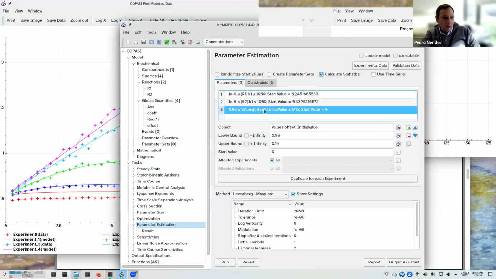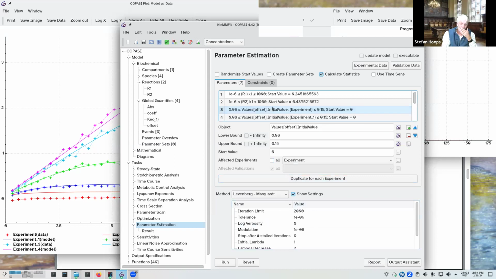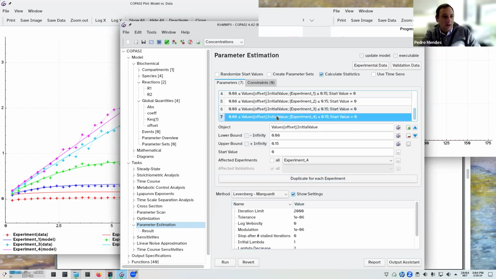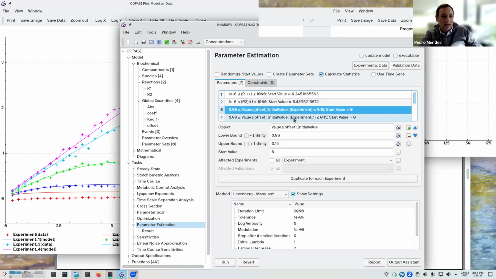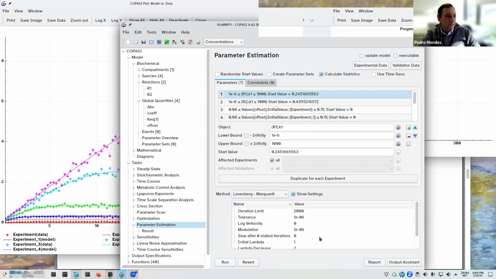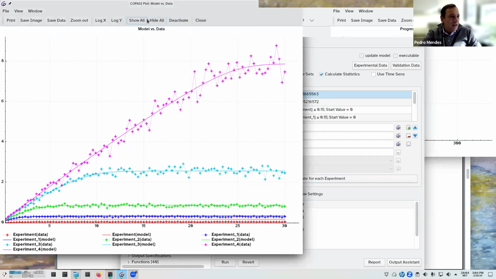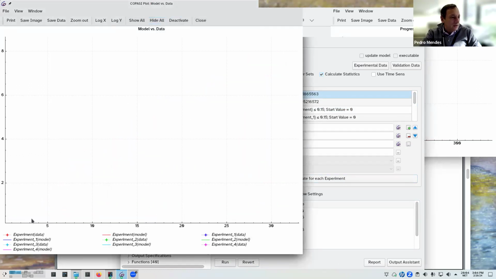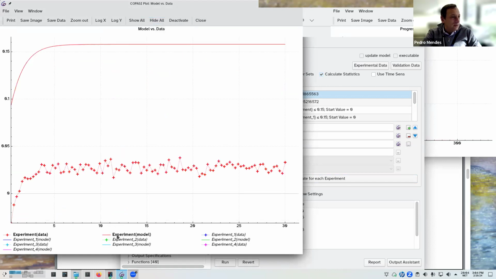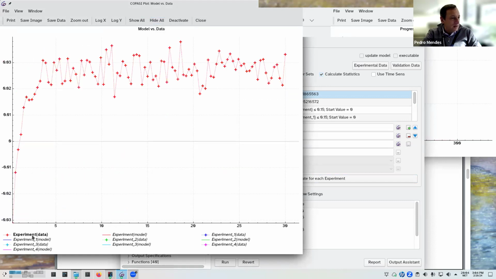So we're going to highlight offset, and we're going to say duplicate for each experiment. Should be called multiply for each experiment. But yeah. So now we have 5 different offsets, one offset for each experiment, and now they can be fit independently. They can have different values. So I'm going to run this again, and I hope that the fits are much better, but they still are not.